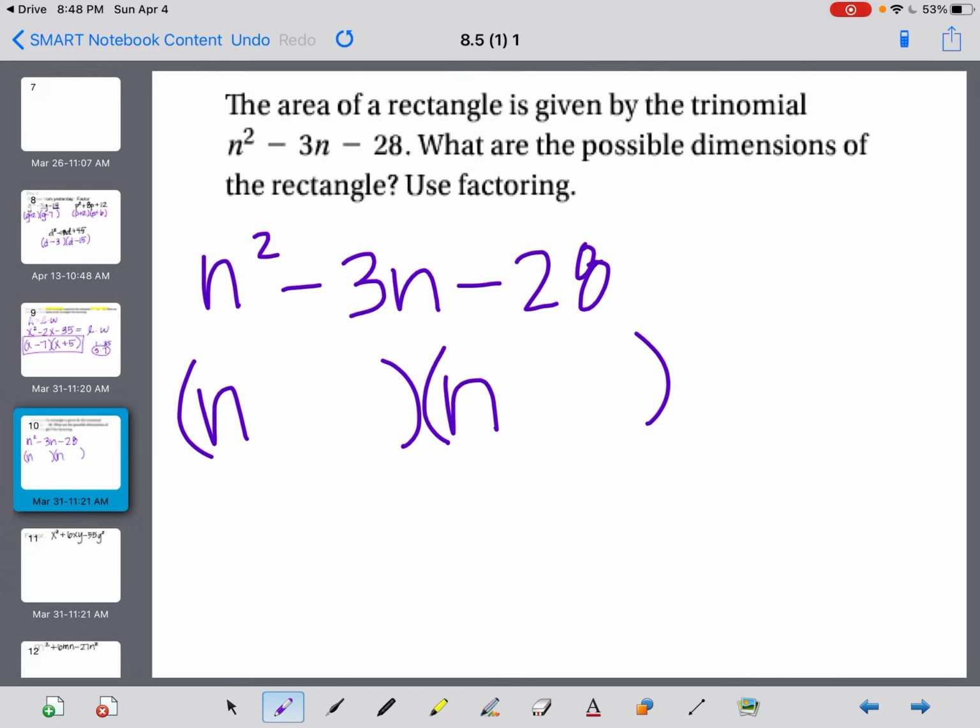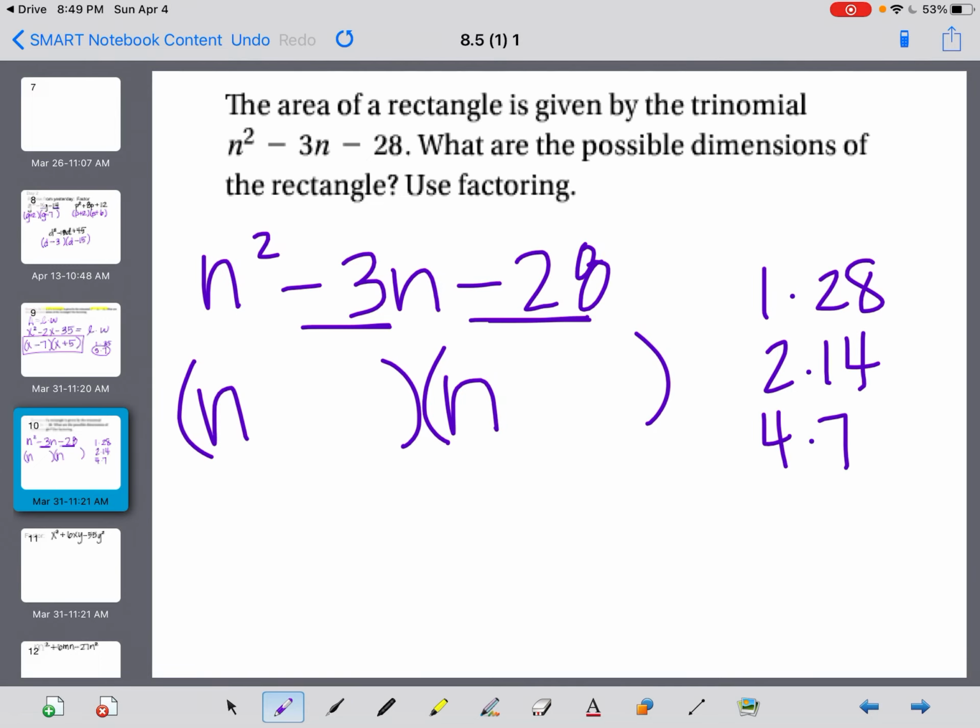If not, we are looking for a number that multiplies to be negative 28 but adds to be negative 3. My factors of 28 are 1 and 28, 2 and 14, 4 and 7, and that is it. So the only ones that I can get to add to a negative 3 would be 4 and 7, which means I'm going to need a positive 4 and a negative 7.